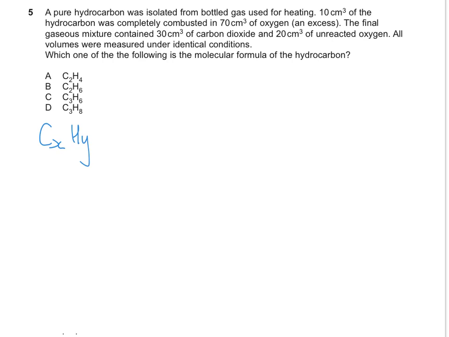So x represents the number of carbons we have and y represents the number of hydrogens we have. So combustion is the reaction with oxygen to produce carbon dioxide and water only. Now, even though this is a general equation and we don't know the number of carbons or hydrogens that we have, we still need to balance it in a general way.